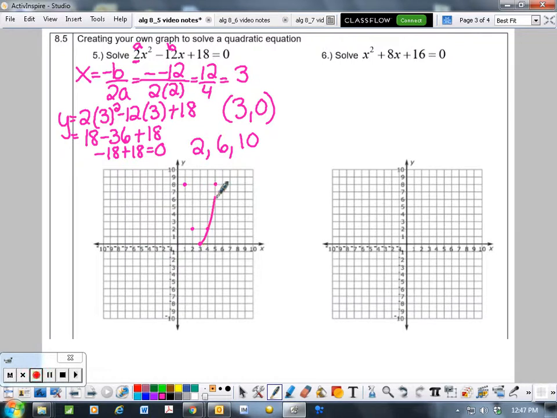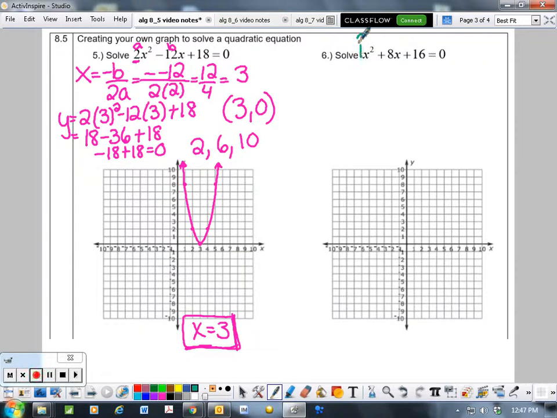There's our graph. And now they want to know, what is the answer to our equation? What is our actual answer? And our answer is x equals 3. So now we're going to do the same thing on the next problem.